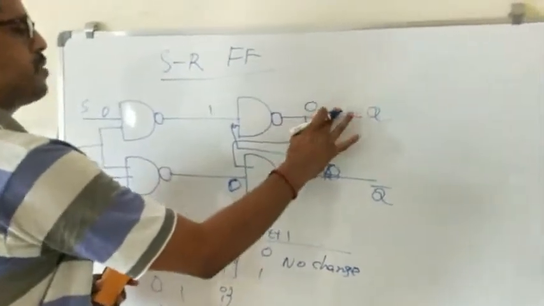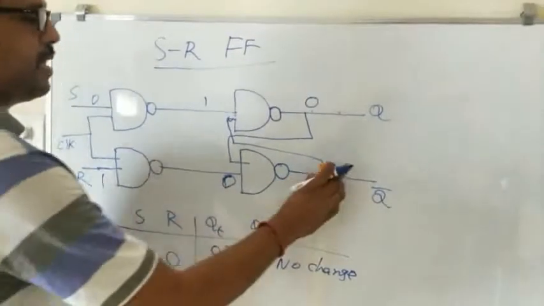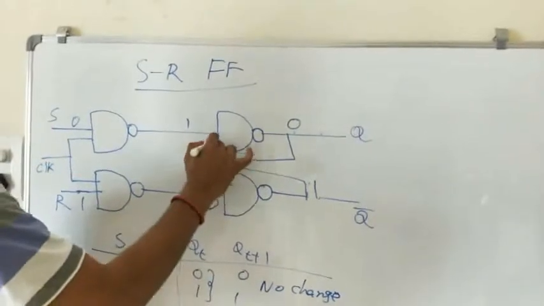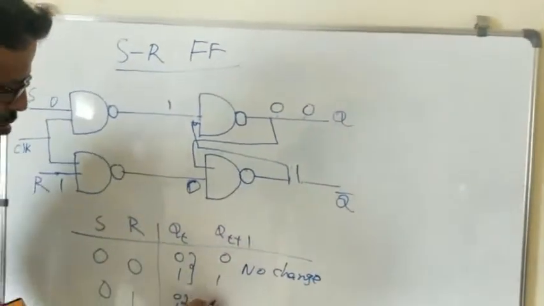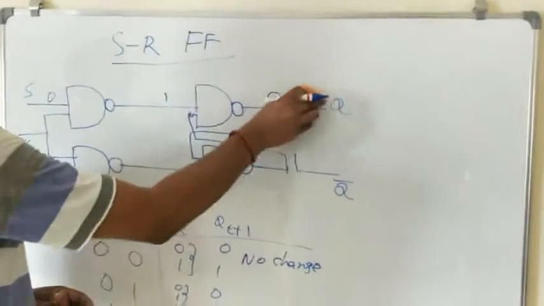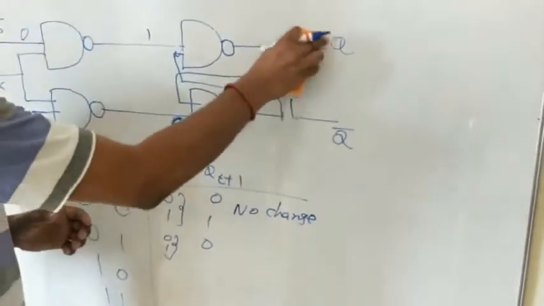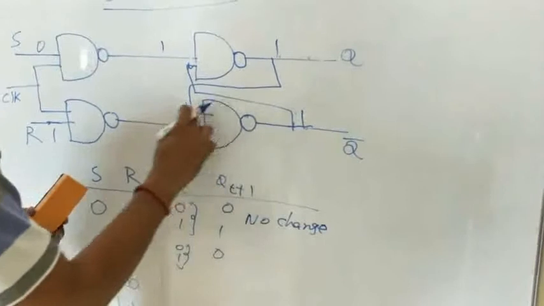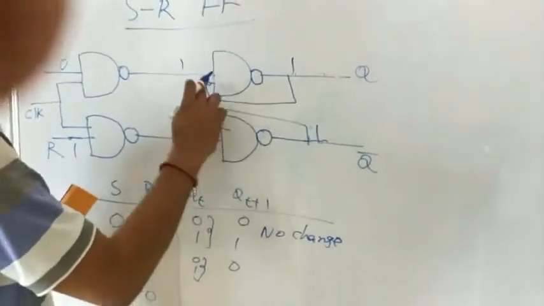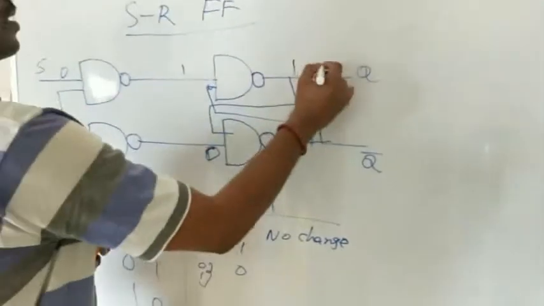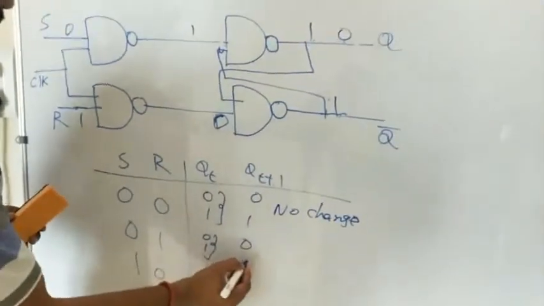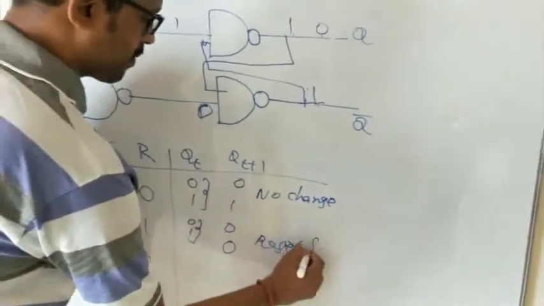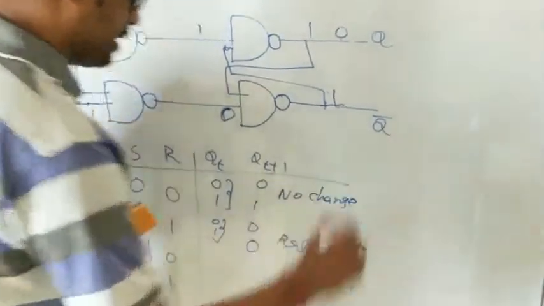So if you assume the present state is 0, what will happen? Here we will be getting 1. Then this 1 will go here. 1 1 means 0. So we will be getting 0. If you assume present state as 1, so what will happen? Already it is 0, so we will be getting 1. Here also this 1 will go here. 1 1 it is 0. So irrespective of 0 or 1, the next state is 0. So which means that it is reset state. Reset, right?